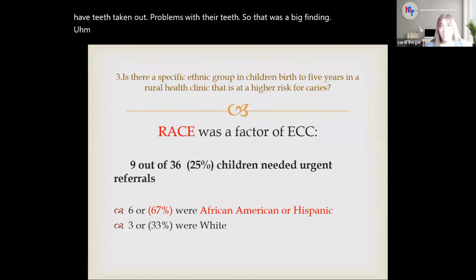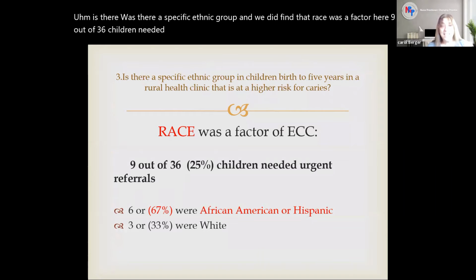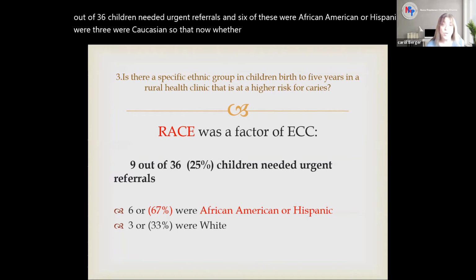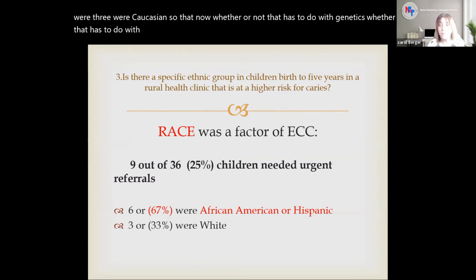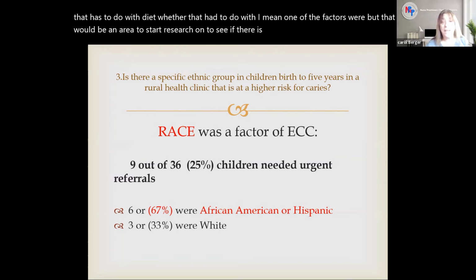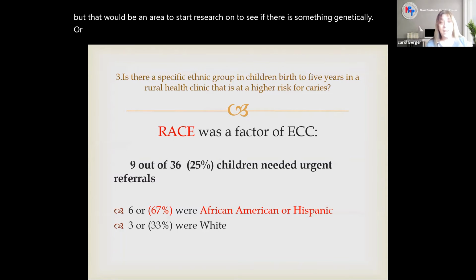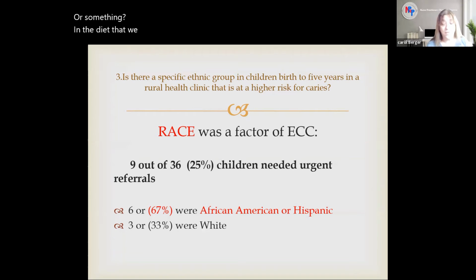Was there a specific ethnic group? We did find that race was a factor here. 9 out of 36 children needed urgent referrals, and 6 of these were African American or Hispanic, where 3 were Caucasian. Whether that has to do with genetics, with diet, or whatever the factors were, that would be an area to start research on, to see if there is something genetic or something in the diet that we could change that would give them a better outcome.